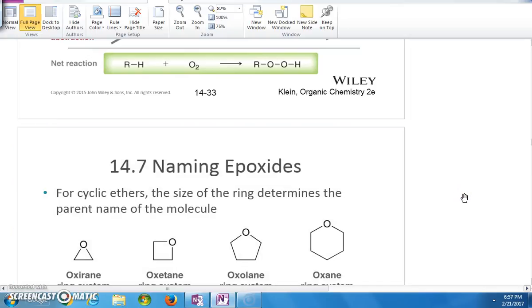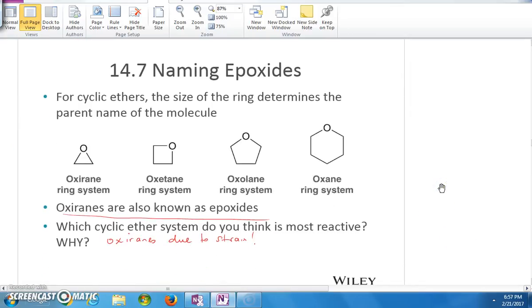Now let's talk about naming epoxides. Epoxides are cyclic ethers, and the size of the ring determines the parent name of the molecule. So here you have oxirane for 3-membered, oxetane for 4-membered, oxolane for 5-membered, and oxane for 6-membered. Now, oxirane rings are also known as epoxides, the 3-membered ring.